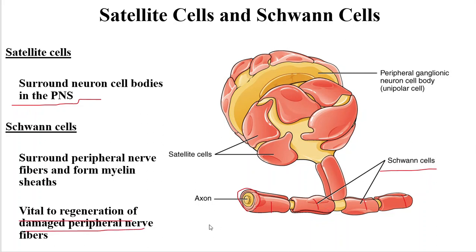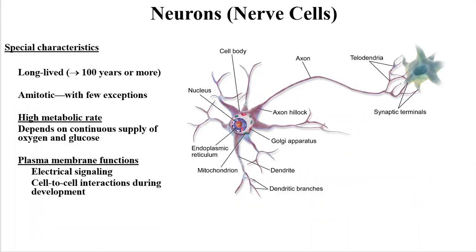So if your nerves get cut in the PNS, there's a possibility that they can regenerate, especially the axons. It's not guaranteed 100%, but the Schwann cells play a big role in that. Again, we'll get into that later. Now we're finally back to the neuron itself.